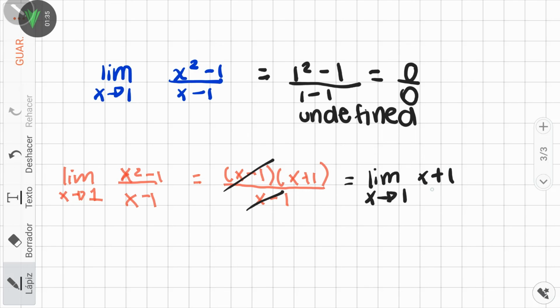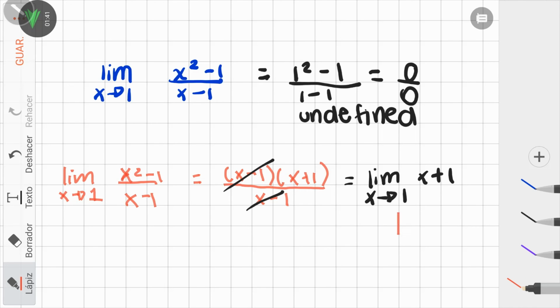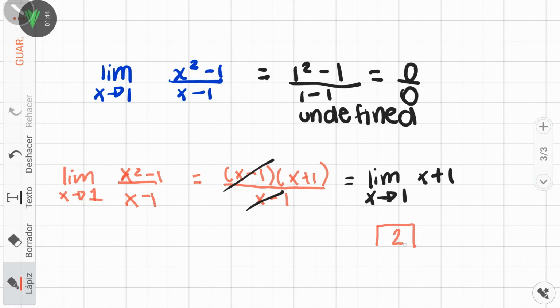And that is something that we can solve already. So simply substitute that 1 into that x, and the answer will give you a number 2. And that is the answer to that limit.